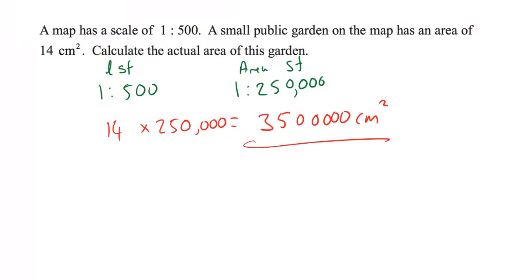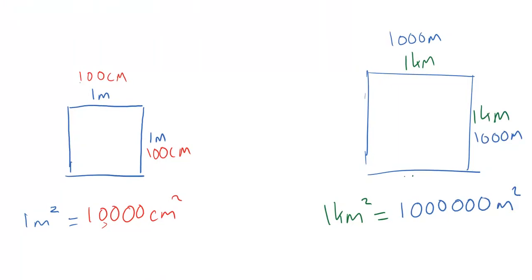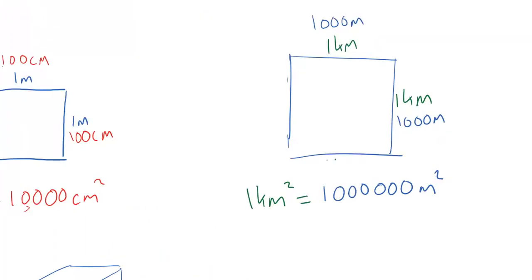Now, let's just pause for a second and have a little think about how we're going to convert areas. Look at the left-hand side. If I have a 1 meter by 1 meter square, well, that's 100 centimeters by 100 centimeters. So 1 meter squared is worth 10,000 centimeters squared. And we can go further than that as well. If I considered kilometers, well, if a kilometer is 1,000 by 1,000 meters, so 1 kilometer squared is 1,000,000 meters squared.